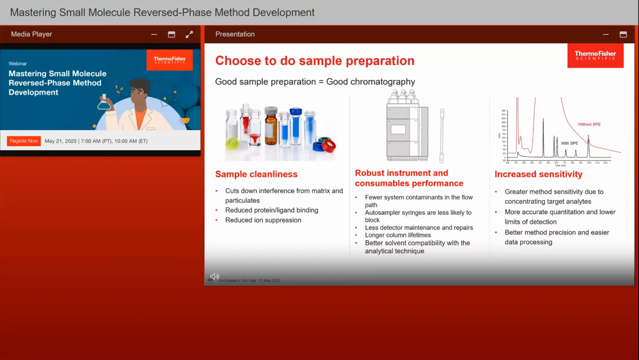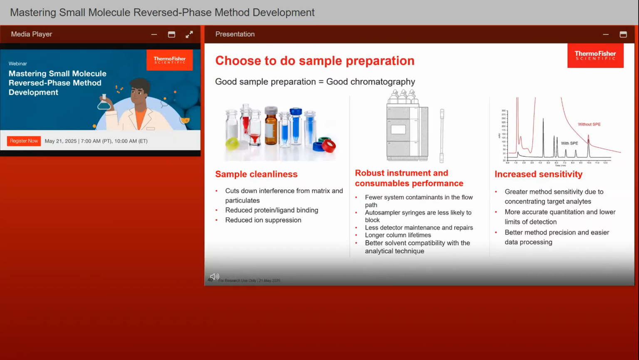The matrix of your sample can significantly affect the result in several ways. It might coelute with the analyte of interest, leading to overlapping peaks, can interact with the stationary phase, altering the retention time of your analyte, can affect the detection response to the analyte, and in the case of mass spec, it can cause ion suppression. So there are many factors where the matrix can have a big impact on your overall chromatography.